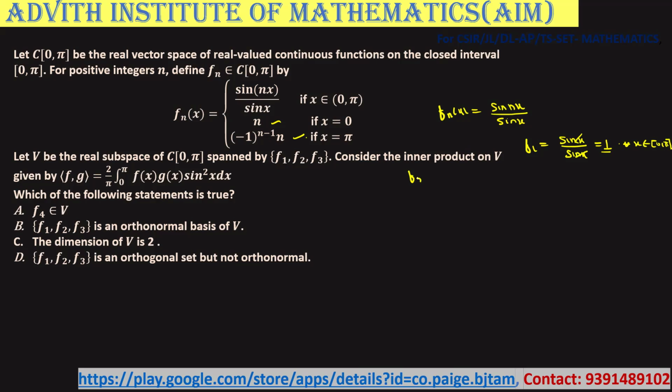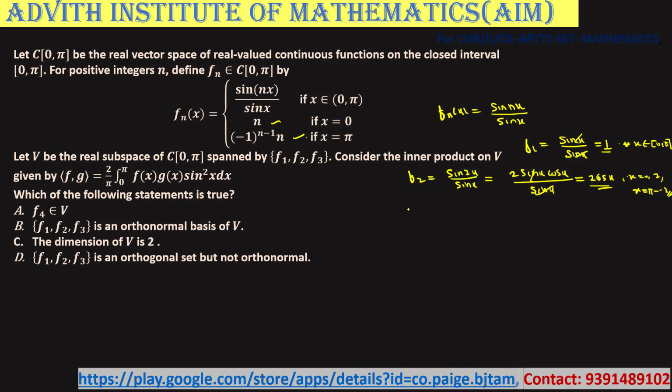What about f2? sin 2x by sin x, that is 2 sin x cos x by sin x. Sin x cancels, 2 cos x. f2 is equal to 2 cos x. And when x equal to 0 it is 2. When x equal to pi it is minus 1 times 2, that is minus 2. So at x equal to 0 it is 2, at x equal to pi it is minus 2.